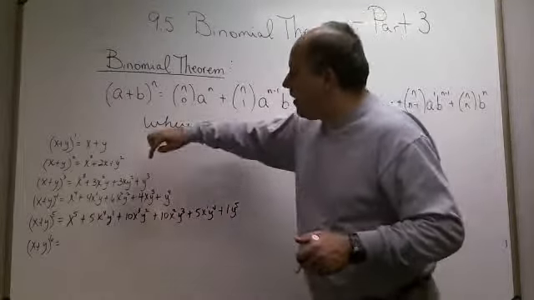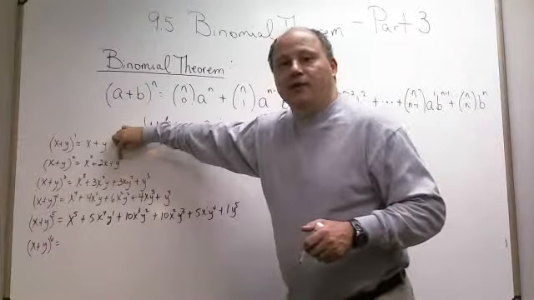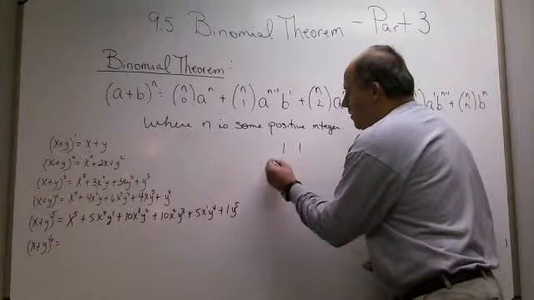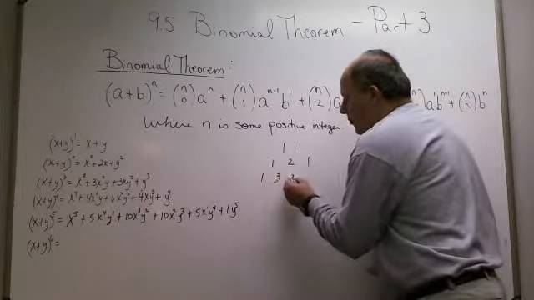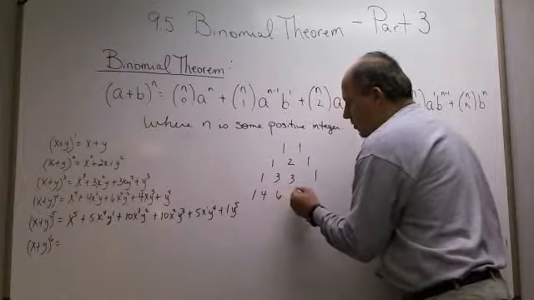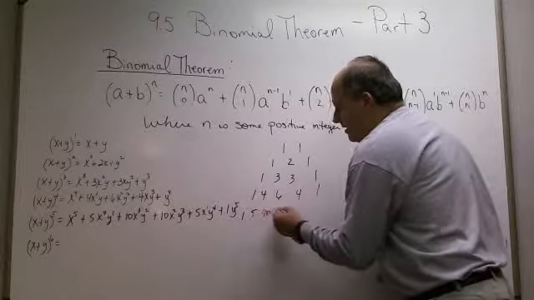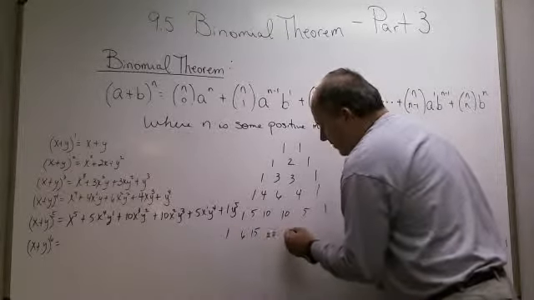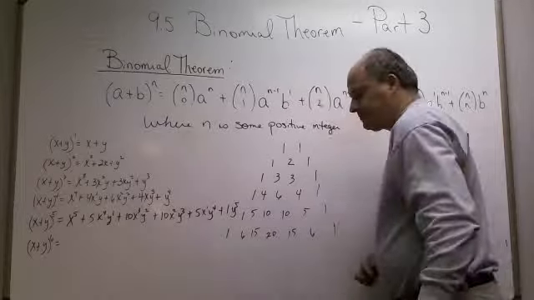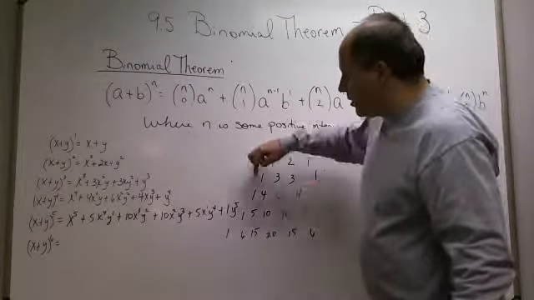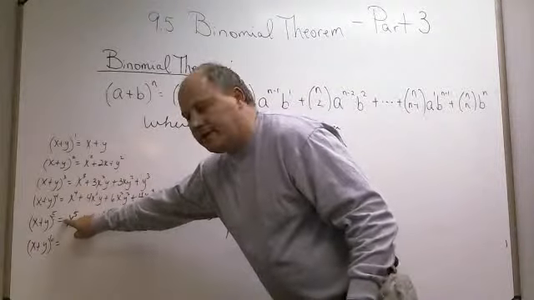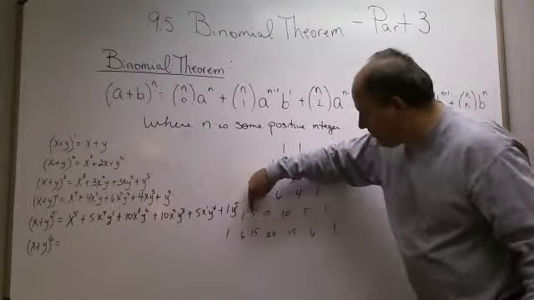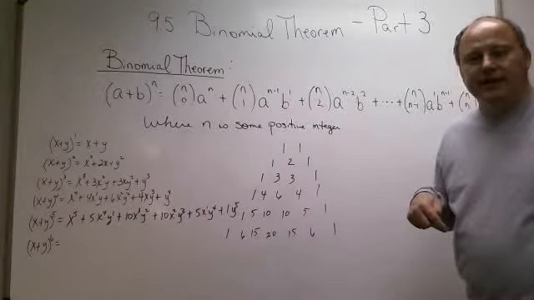As a matter of fact, all these coefficients are the binomial coefficients that we talked about in the previous part. If you remember, the binomial coefficients were 1; 1, 1; 1, 2, 1; 1, 3, 3, 1; 1, 4, 6, 4, 1; 1, 5, 10, 10, 5, 1; 1, 6, 15, 20, 15, 6, and 1. And if you notice, the coefficients in this expansion were 1, 5, 10, 10, 5, and 1, exactly the same numbers as that fifth row of Pascal's triangle.